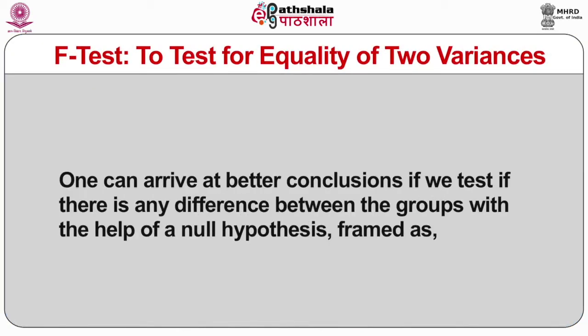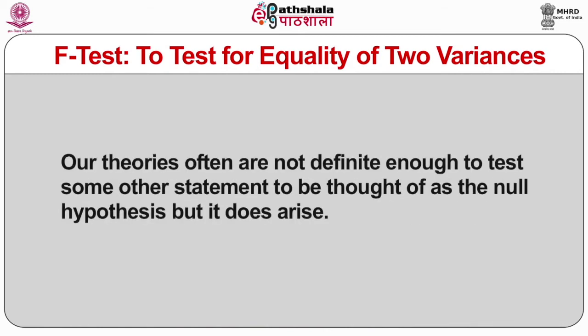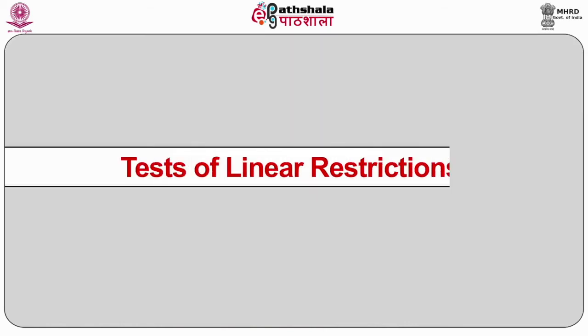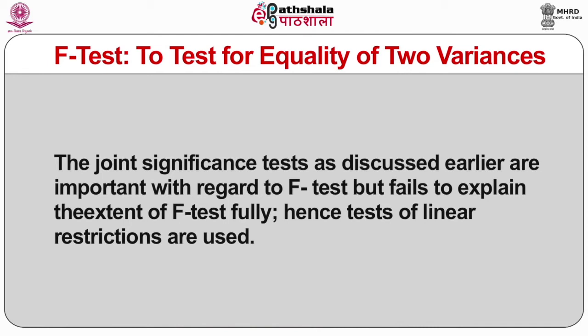One can arrive at better conclusions if we test if there is any difference between the groups with the help of a null hypothesis, which is framed as all of the religion coefficients are equal to 0. It is important to take note that we could replace 0 with any other number in our null hypothesis. Our theories often are not definite enough to test some other statement as the null hypothesis, but it does arise. The next is the tests of linear restrictions. The joint significance tests as discussed earlier are important with regard to F-test, but fail to explain the extent of F-test fully.